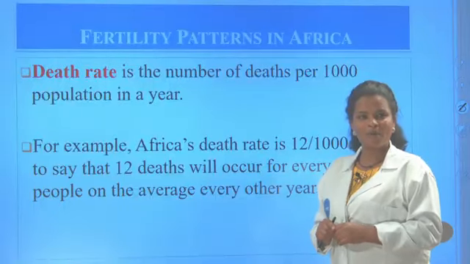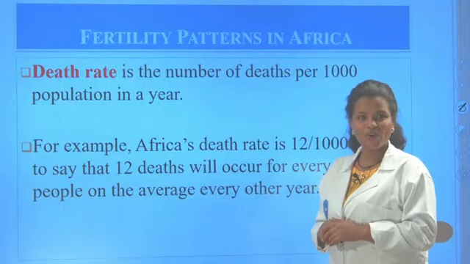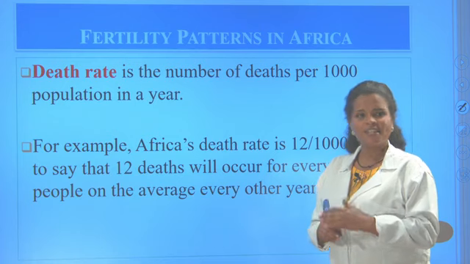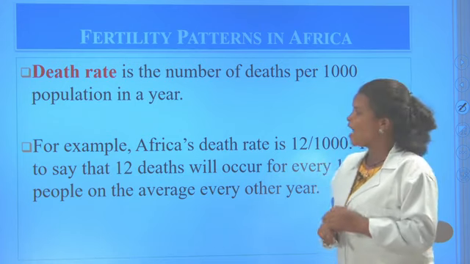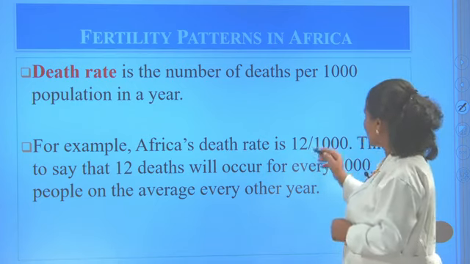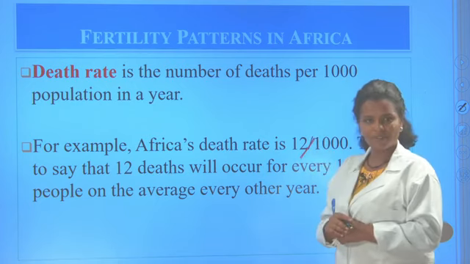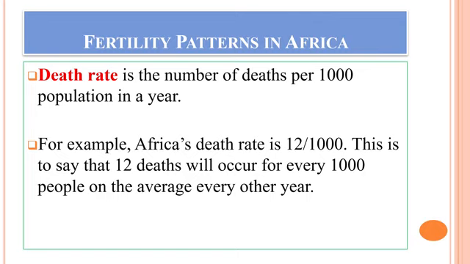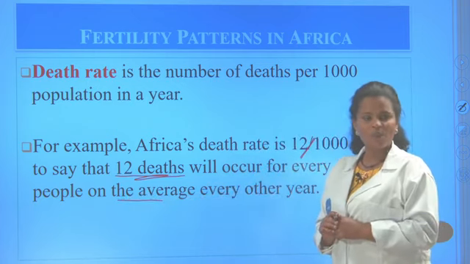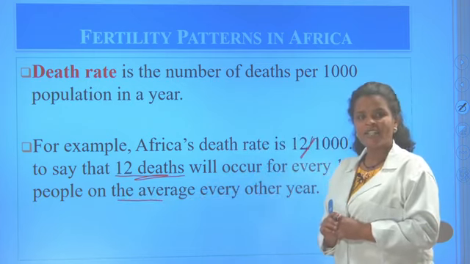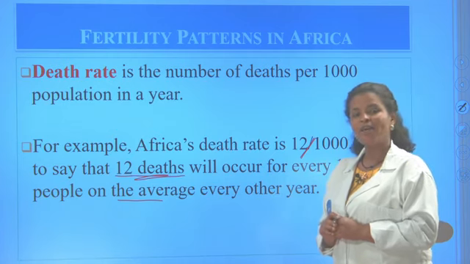Let us see the death rate of Africa. Death rate is the number of deaths per 1,000 population in a year. In Africa, the death rate is 12 per 1,000. This is to say that 12 deaths will occur for every 1,000 people on average every year. So the death rate is less than the crude birth rate.